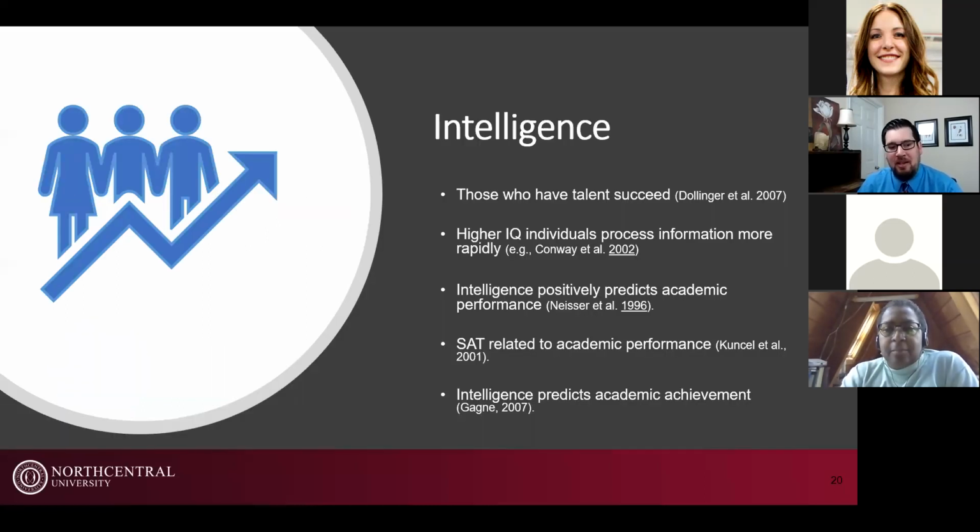With regard to intelligence, those who have talent succeed if they utilize those talents. Individuals with higher intelligence tend to process information more rapidly relative to those with lower intelligence. Many studies have confirmed that intelligence positively predicts academic performance. Of course, SAT scores correlate with academic performance in higher education, and intelligence substantially predicts academic achievement.